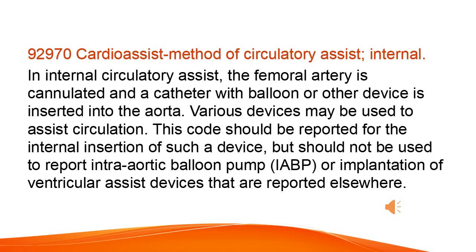Cardio assist method of circulatory assist, internal. In internal circulatory assist, the femoral artery is cannulated and a catheter with balloon or other device is inserted into the aorta. Various devices may be used to assist circulation. This code should be reported for the internal insertion of such a device, but should not be used to report intra-aortic balloon pump, IABP, or implantation of ventricular assist devices that are reported elsewhere.